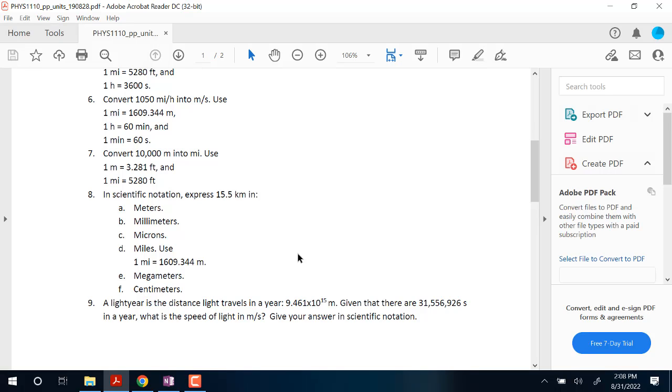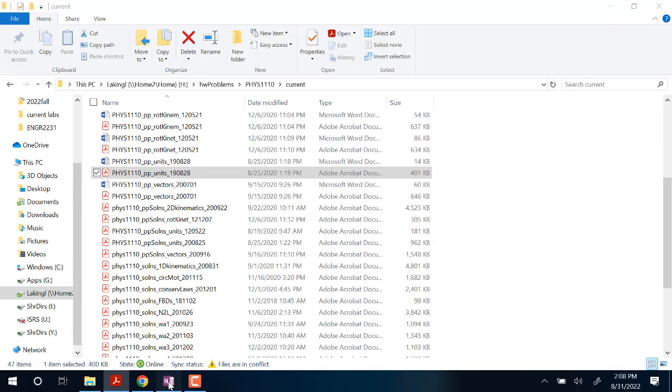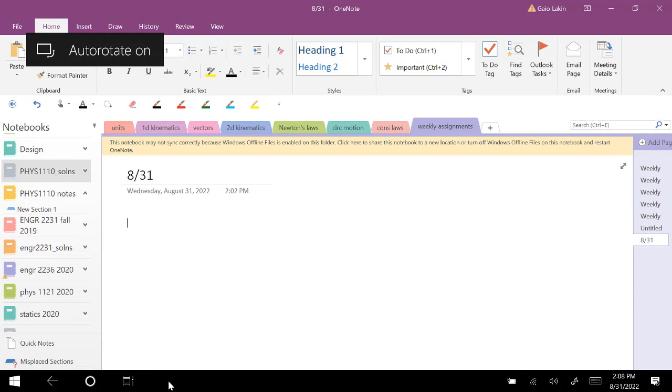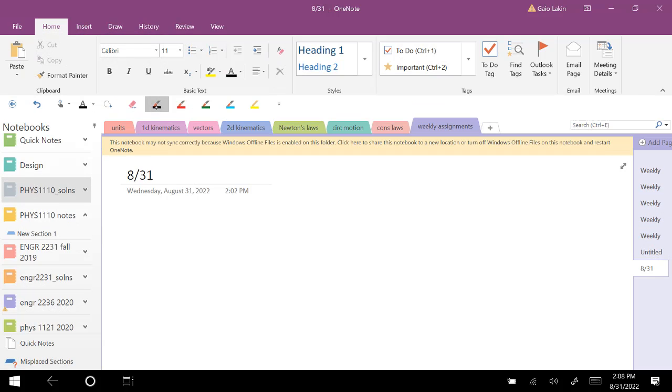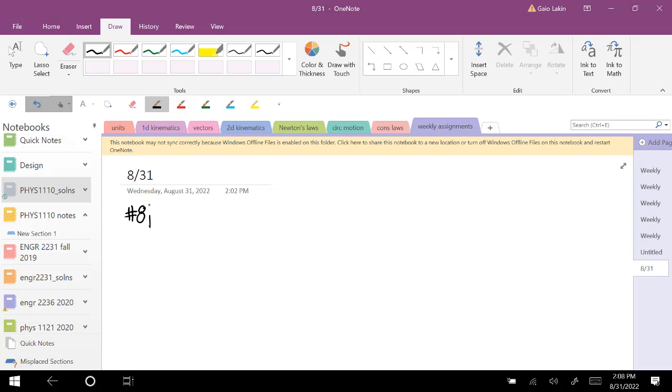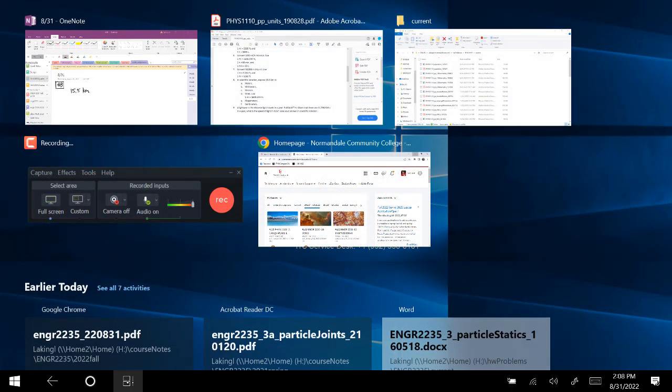Okay, so 15.5 kilometers, and it just gives us all these different things to convert for. Great, 15.5 kilometers. And this uses the prefix thing, so that can get a little confusing. Okay, so number 8. So we're going to start with 15.5 kilometers.